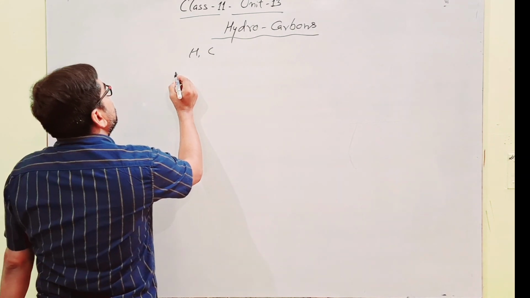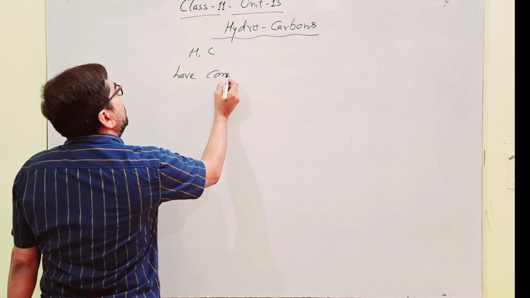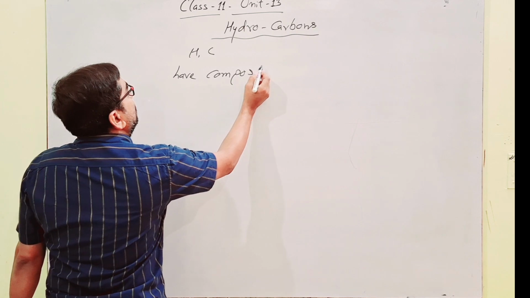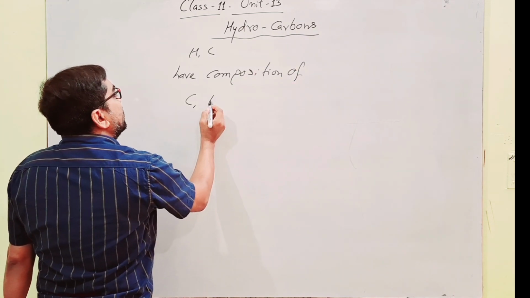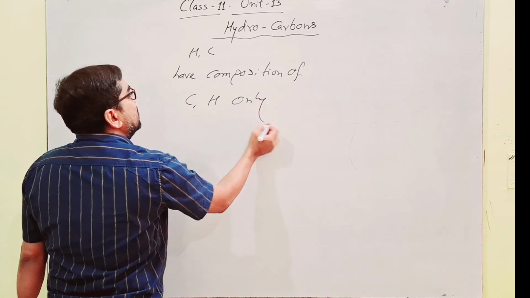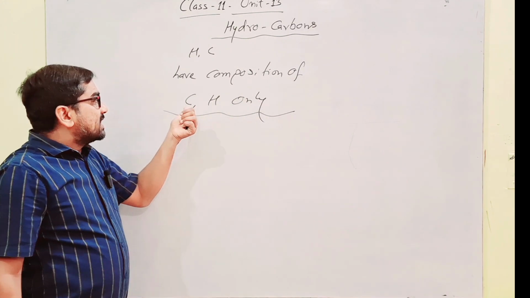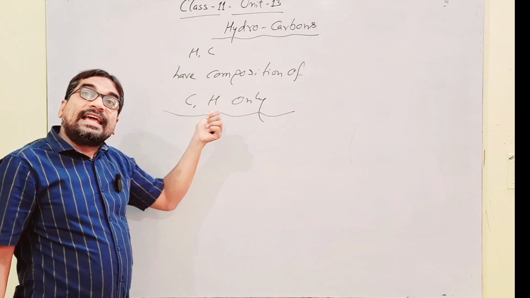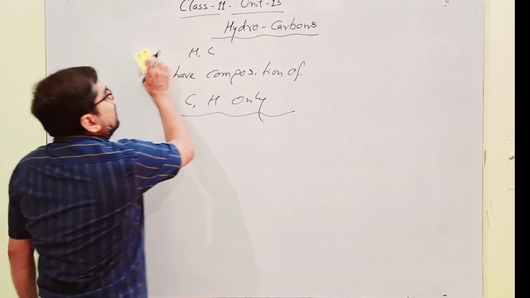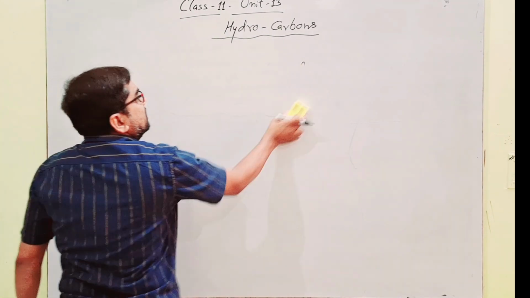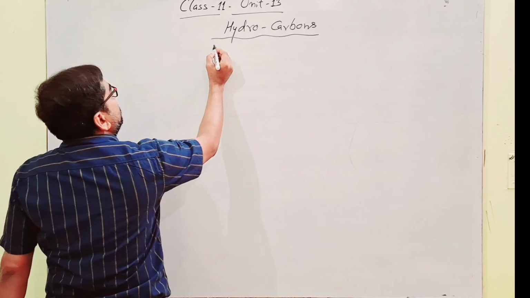Hydrocarbons have a composition of carbon and hydrogen only. So those compounds that have only carbon and hydrogen as components are called hydrocarbons. Now for hydrocarbons we will discuss first of all the classification of hydrocarbons.